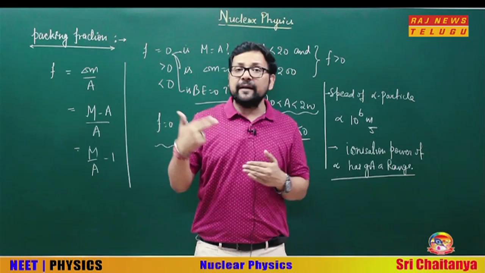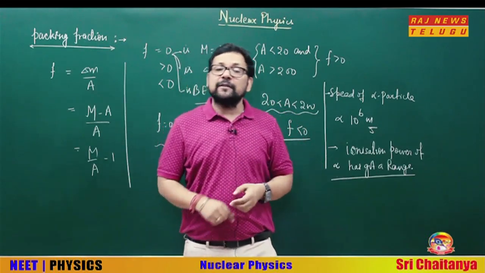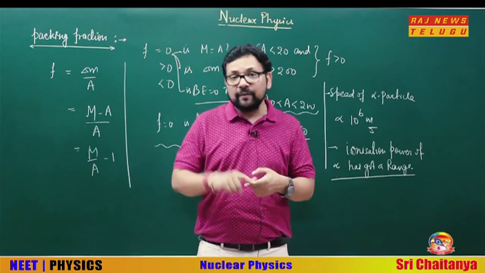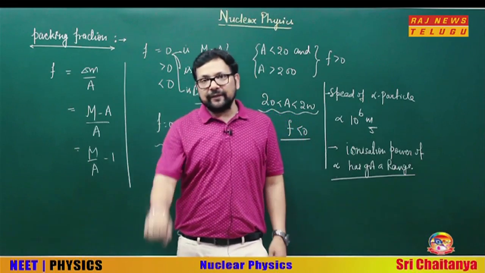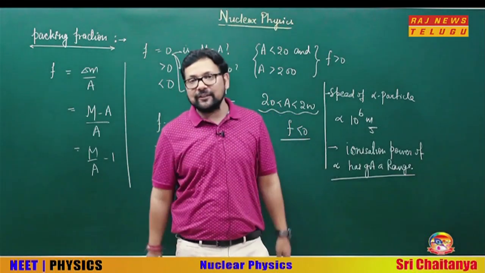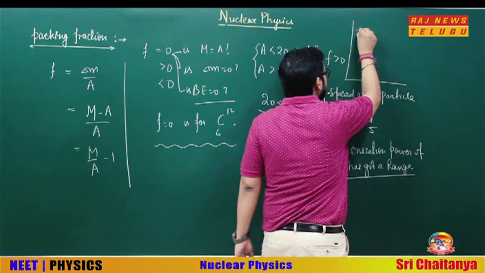Then it was beta decay. And beta decay, students, was of 3 types. The types were negative beta, positive beta, and electron capture. What was negative beta? Let's see. First was negative beta.